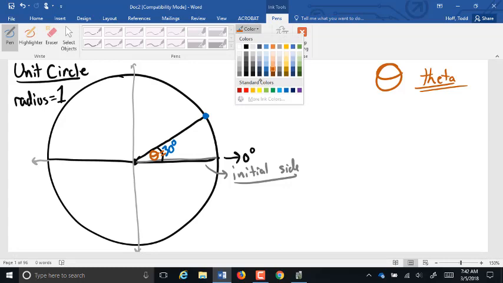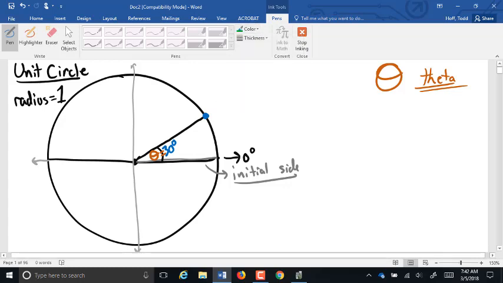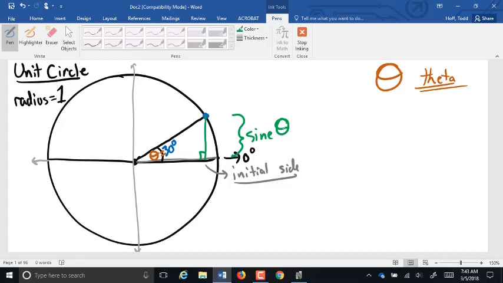So now that point on that circle defines some features. The sine of that angle is the distance from that point, so we're going to call that the sine of our angle theta. In this case, it's the sine of 30 degrees. So you'll notice that sine is one of our three main trig functions.